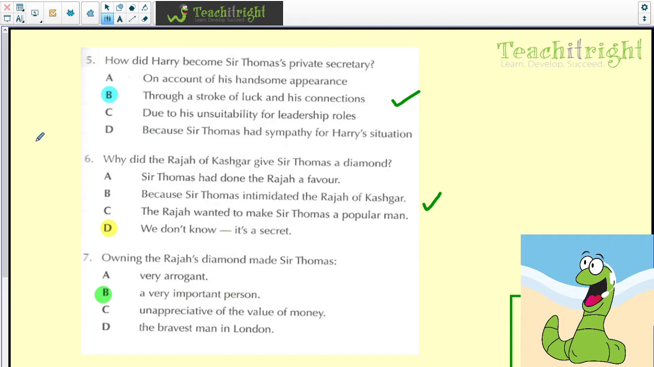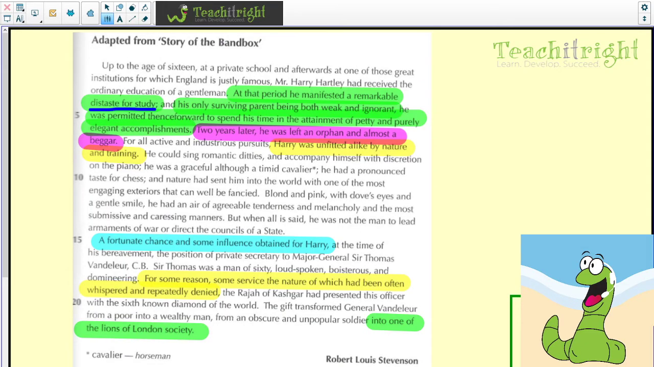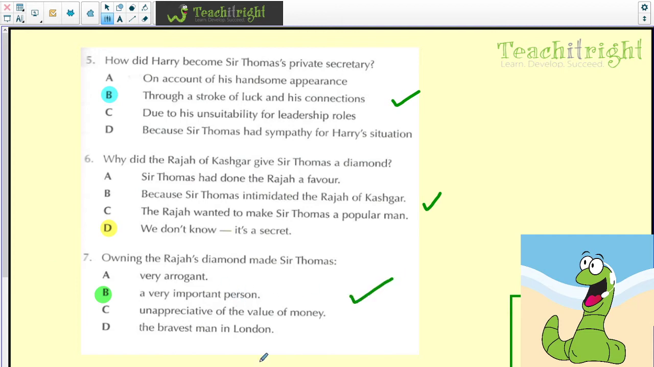Owning the Raja's diamond made Sir Thomas... Now, if we look at the last part of the text, it talks about the metaphor that is used. So if we just read from this bit, the gift transformed General Vandeleur from a poor into a wealthy man, from an obscure and unpopular soldier into one of the lions of London society. So one of the lions is implying there that it's a very important person, because lions are considered to be powerful. So if we go back to question 7, a very important person. So, well done if you managed to get all 7 of those.